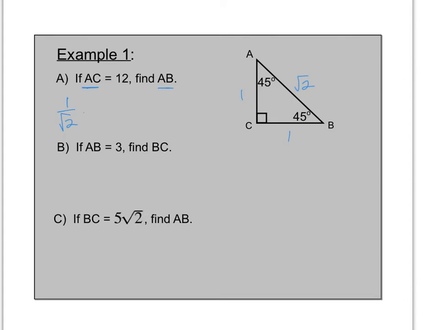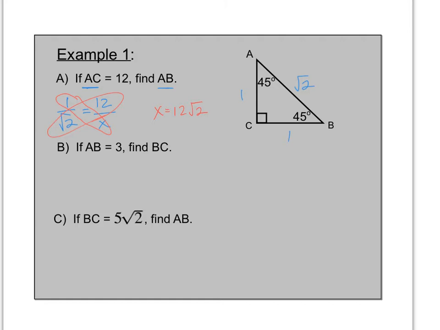Now AC is 12 and we want to find AB. So that ratio is 12, and we'll just say 12 to x since we don't know what AB is. To solve a proportion like this, you cross multiply. So we're going to multiply 1 times x and 12 times root 2. 1 times x is x. 12 times root 2 is 12 root 2. Again, you want to have an exact answer, so you want to think, can I simplify this any further?